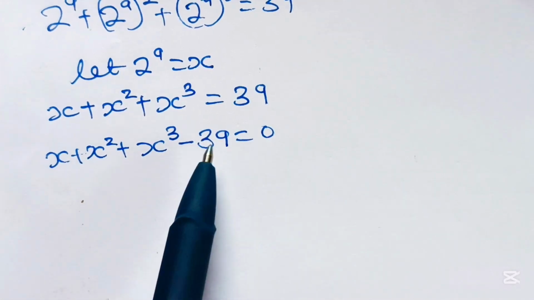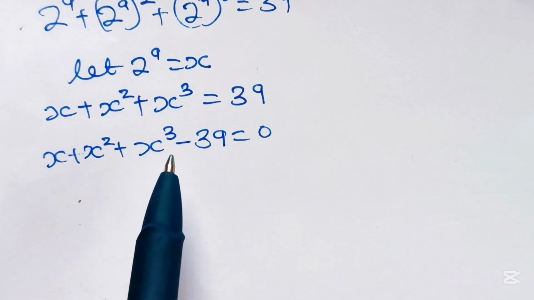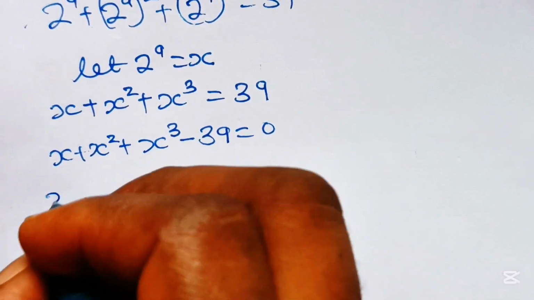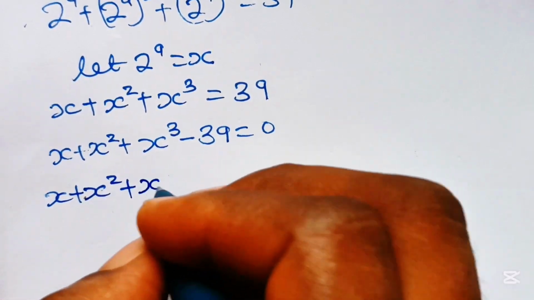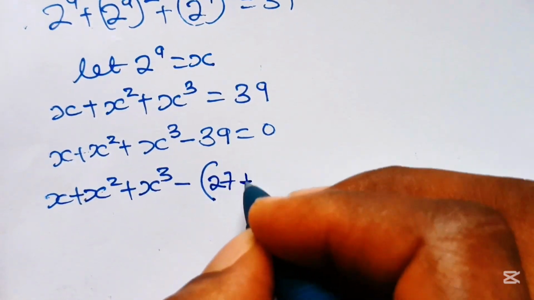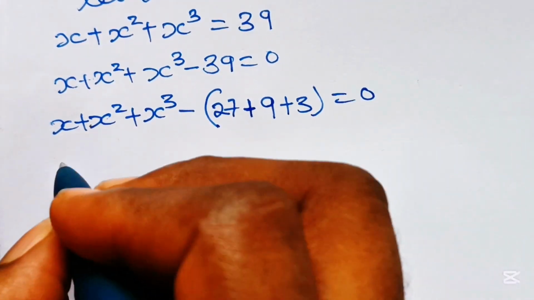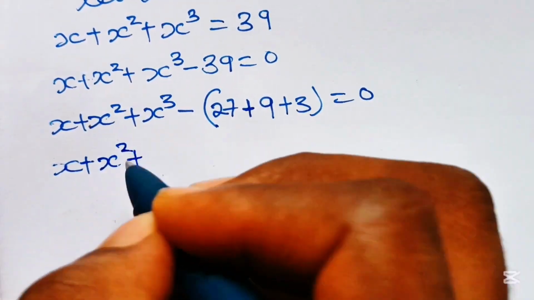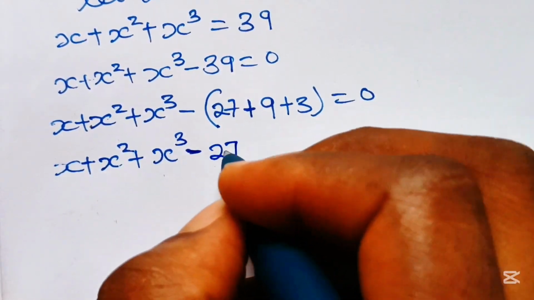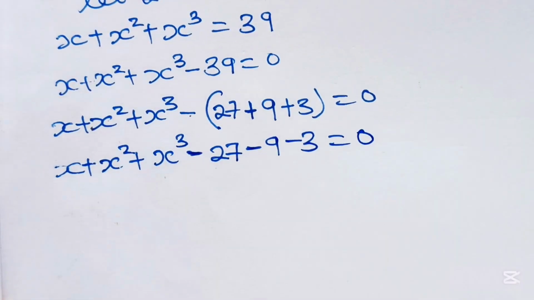Now, I'm going to break this 39 into a product of its factors, whereby the factors I'm going to choose must be a cube, a square, and the same number as a single number. So, if we have x plus x to the power of 2 plus x to the power of 3 minus, now that way I can choose 27 being a cube plus 9 being a square plus 3, okay, is equal to 0. So we have x plus x squared plus x to the power of 3 minus, now let's open the bracket. So we have minus 27, minus plus is minus 9, and we have minus 3 is equal to 0.